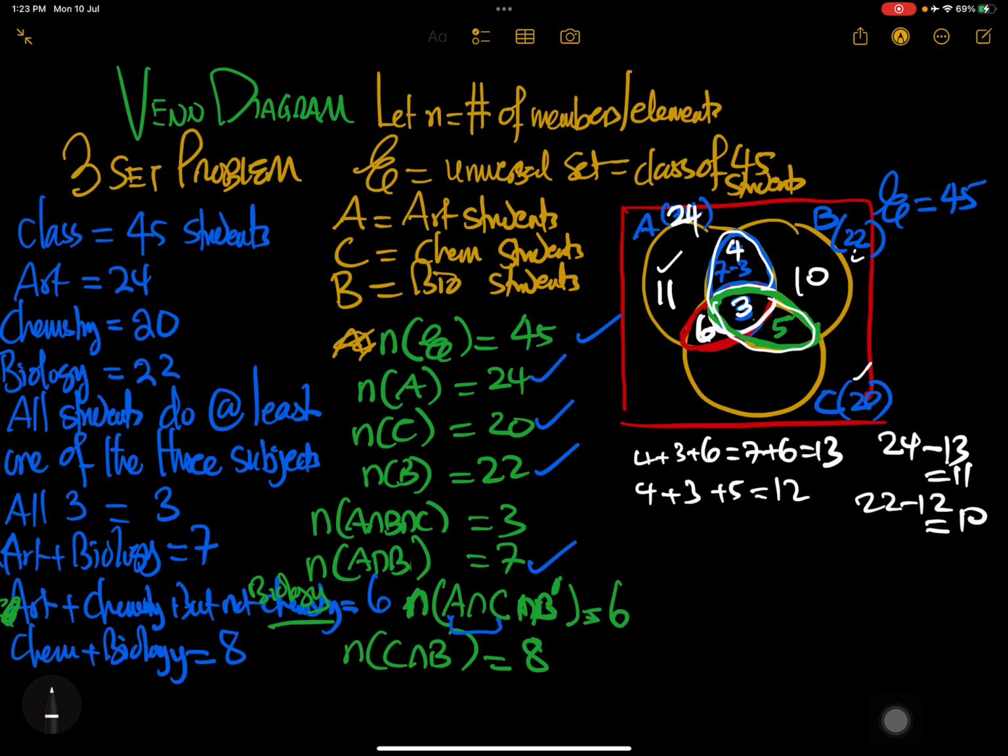The next thing is that we have 6 plus 3 plus 5, which is 9 plus 5, which is equal to 14. So here becomes 14. Now the questions are going to follow.